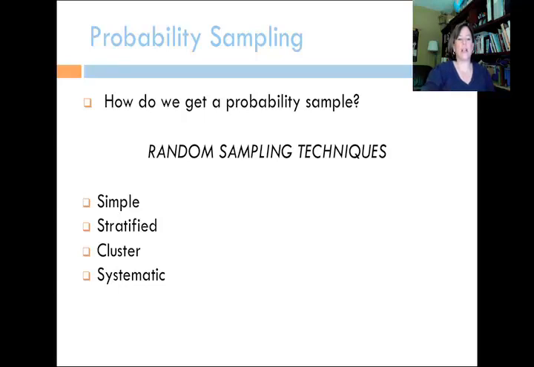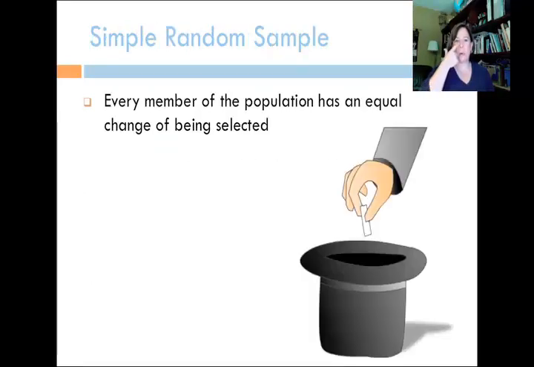For the simple random sample, as I mentioned, simple random sample is just like pulling a name out of a hat. It's like a flip of a coin. Each and every member of the population has an equal chance of being selected. Now, in order to do that, you have to know the population. In order to have a simple random sample, you have to know everybody in the population and have access to them.